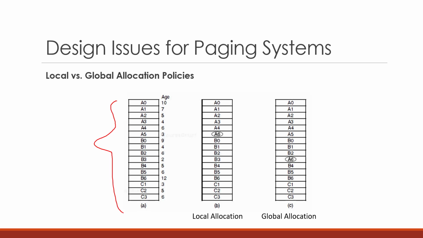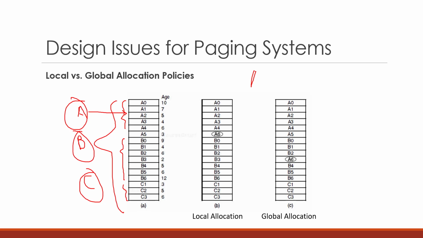Let's assume we have this situation in our RAM. There are three processes: process A, process B, and process C, right? A has these pages, B has these pages in the RAM, and C has these pages. Now let's assume that we have a new page coming in, page A6. Since RAM is full and we don't have any free space, where should A6 go? At the slot of which page should it go?